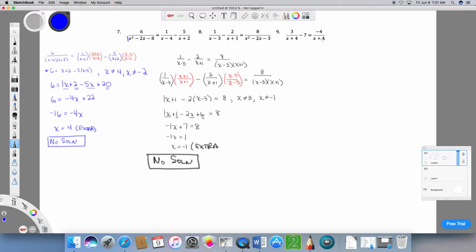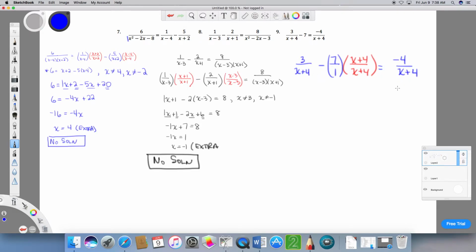In number 9, we have denominators of x plus 4, but this minus 7, although it's not written, it's not emphasized, has a denominator of 1. And we need the denominators to be the same for all of these terms. So we're going to multiply that 7 by x plus 4 over x plus 4. And now these three terms all have the same denominator, and we can clear our fractions.